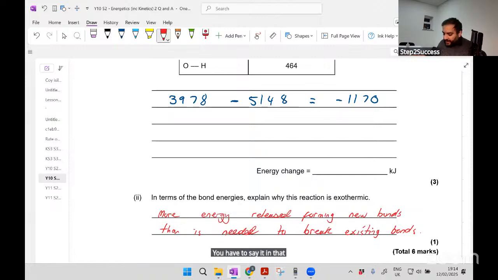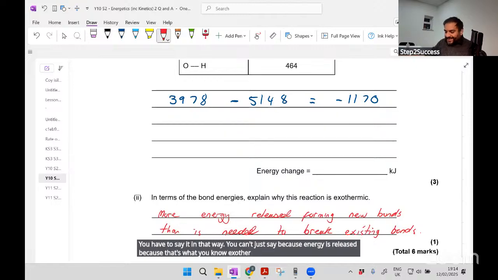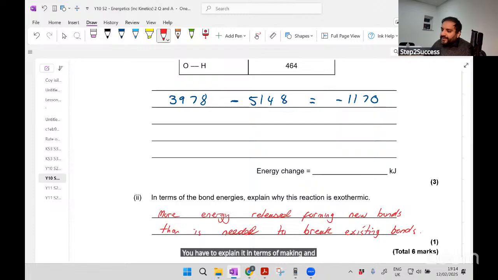You can't just say because energy is released, because that's what you know exothermic means. For these kind of questions, you have to explain it in terms of making and breaking bonds. Okay.